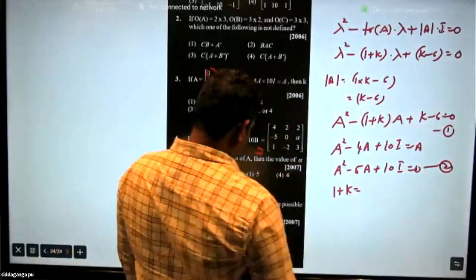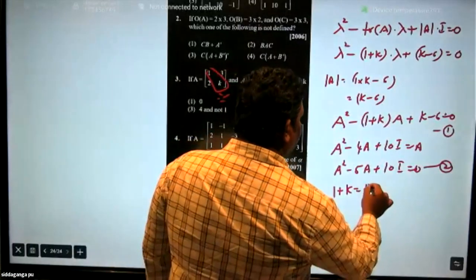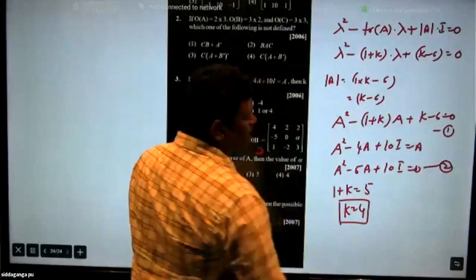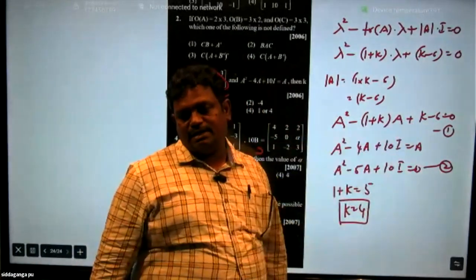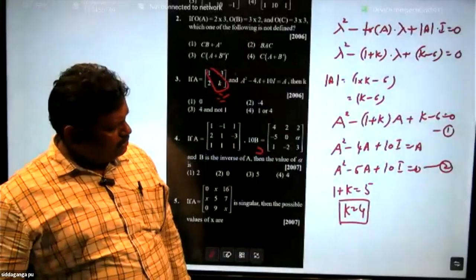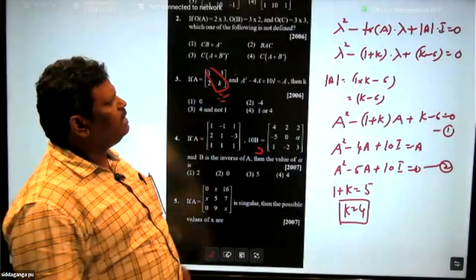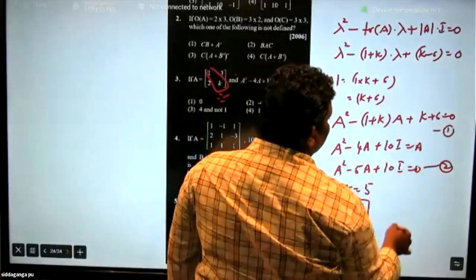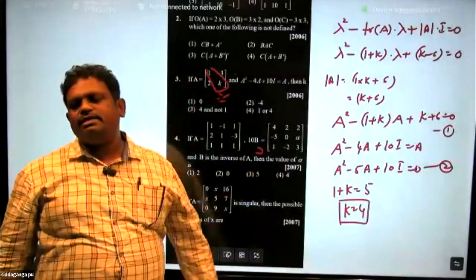Then 1 plus k is equal to 5, so finally we get k is equal to 4. And we compare the constant 10 with k minus 6, so k minus 6 is equal to 10. Oh sorry, here minus 3, the determinant value is plus. Then k plus 6 is equal to 10 means k is equal to 4.